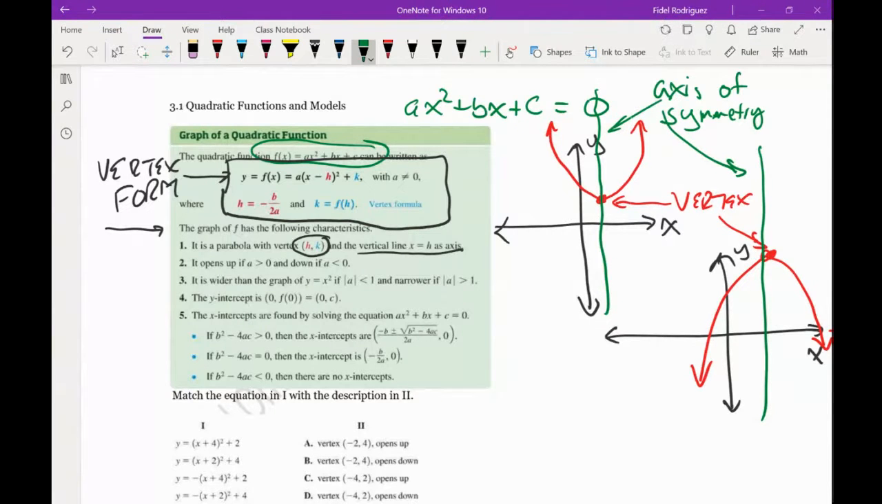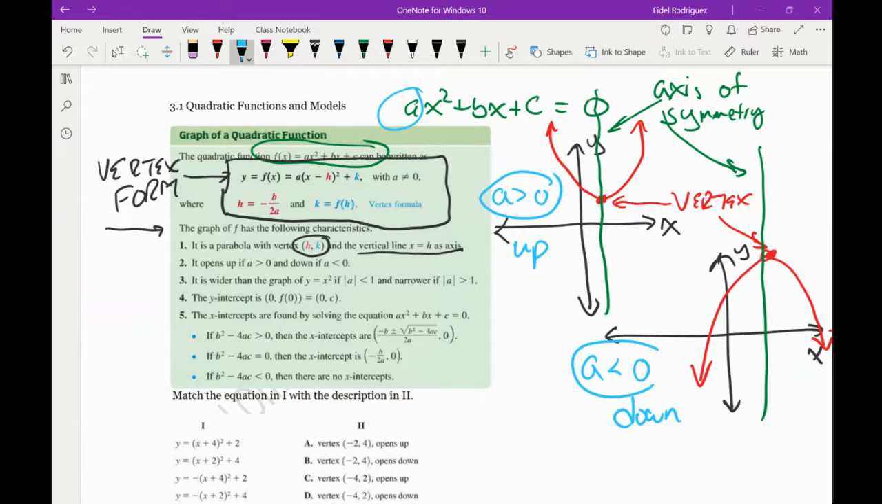The other thing we're going to talk about is, in these problems, we're looking at the number a. If the number a is positive, then the graph's going to open up. And if the number a is negative, then the graph's going to open down. When we write it like this, this one means positive and this one means negative. Because if a is bigger than 0, numbers bigger than 0 are positive numbers. And if a is smaller than 0, numbers smaller than 0 are negative numbers.